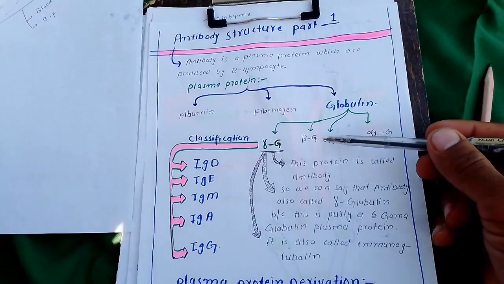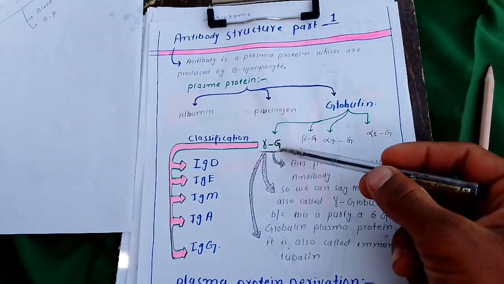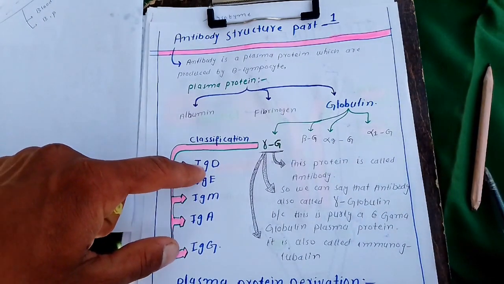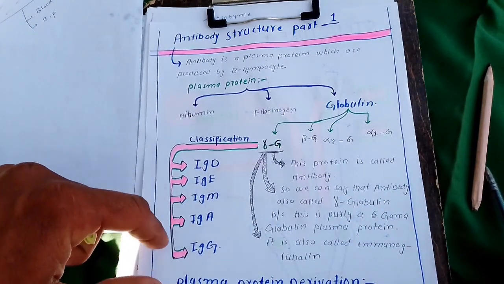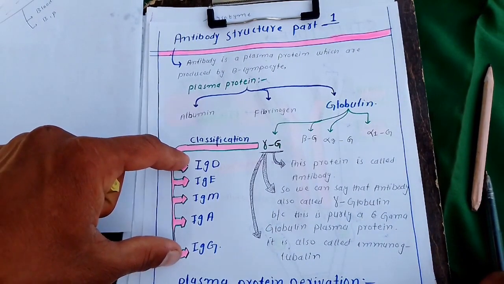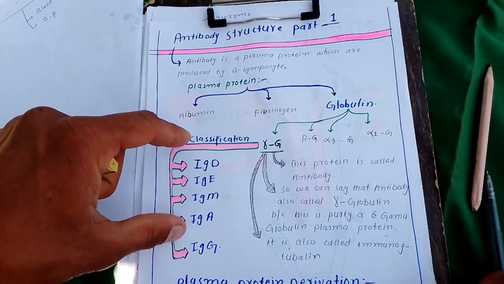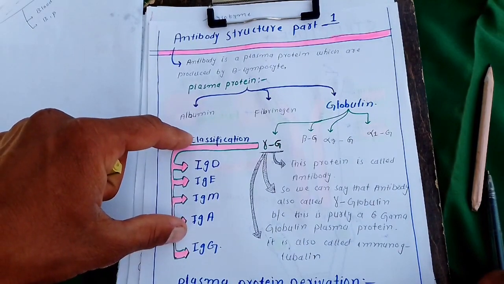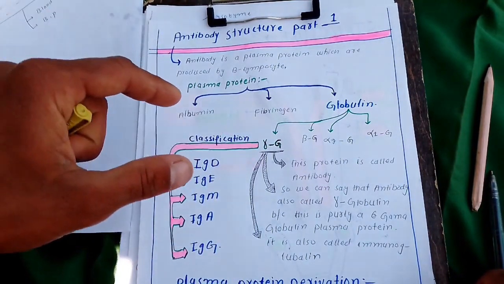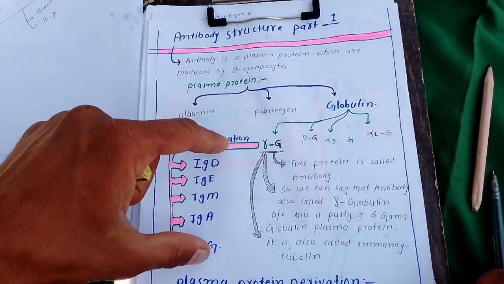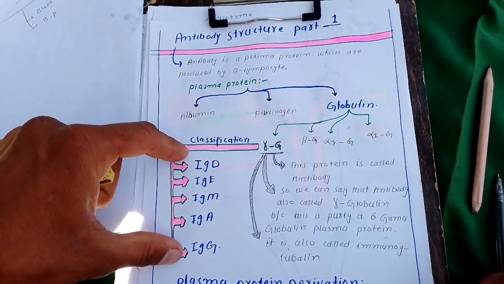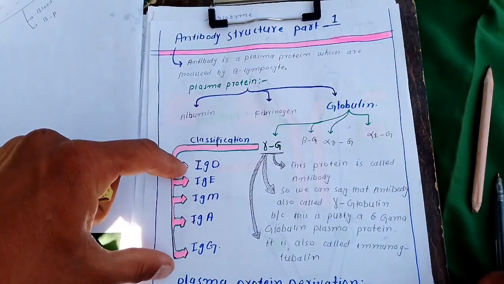Gamma globulin has different types, the antibody classes: IgD, IgE, IgM, IgA, IgG. I am not going into detail for this because we will classify antibody in detail in the next class. This is part 1. In part 2, I will explain antibody classification and its function in detail.